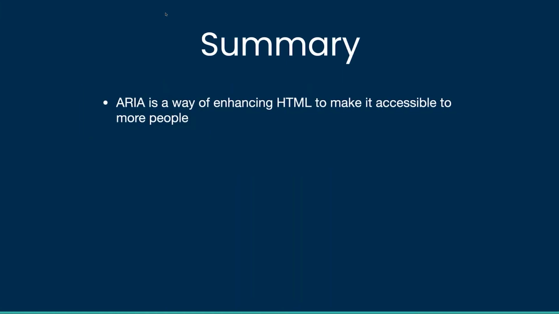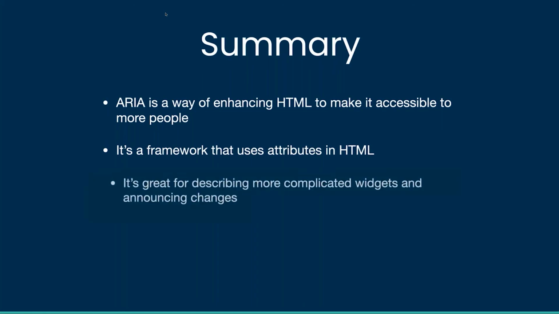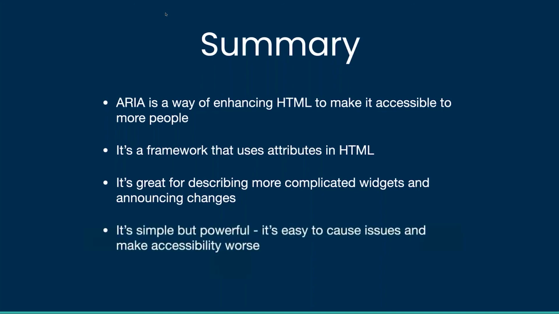Okay, so that's it. To sum up what we've looked at, and it's been quite a whistle-stop tour of ARIA, there's a lot still there, but ARIA is a way of making your HTML more accessible to more people. It uses very simple attributes in the HTML, so it's quite simple to implement. You can describe your widgets with it, and it's especially good for the more complicated widgets, announcing changes and that kind of thing. It's simple, but it is very powerful. So it's easy to use, but it's also easy to cause issues with, and it is easy to make accessibility worse if you get it wrong.